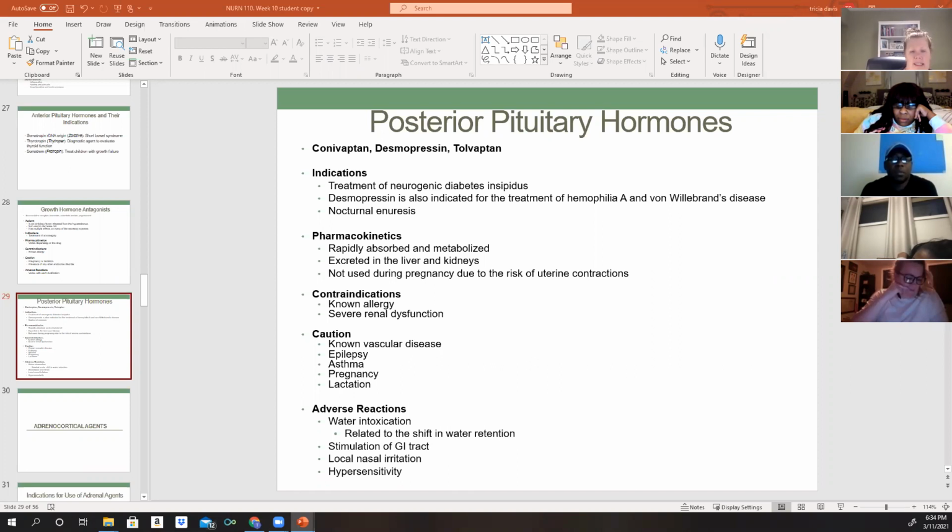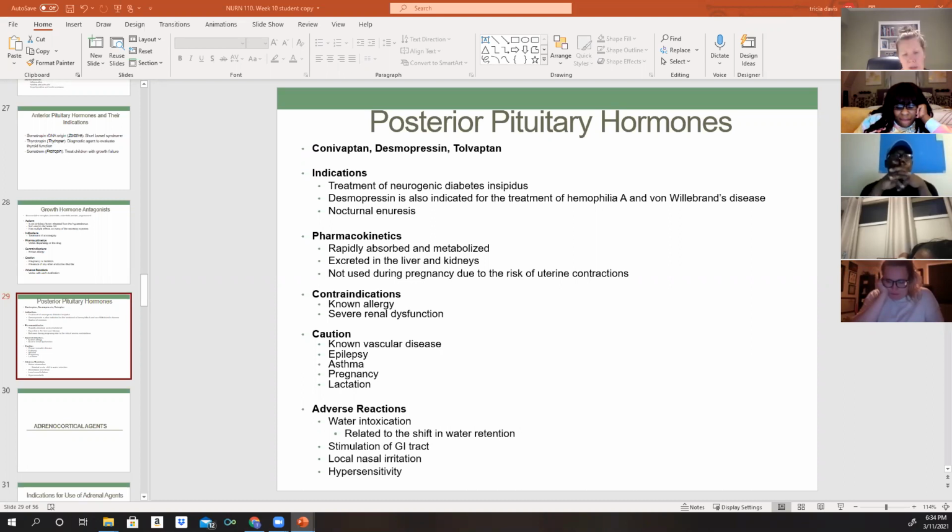So pharmacokinetics, it is rapidly absorbed and metabolized. It's excreted in the liver and the kidneys. So we're going to want to watch out for those patients that have kidney issues and liver issues. And then we don't want to use this in patients that are pregnant because it can cause uterine contractions.